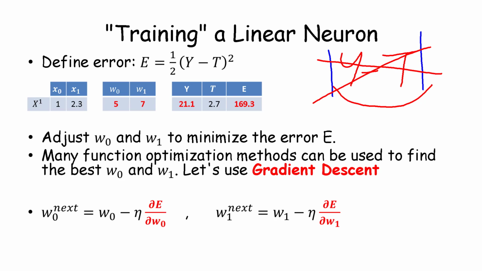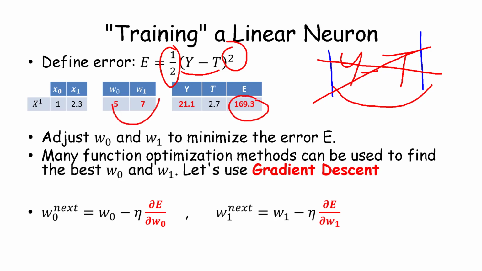Instead, we are going to use the most common error metric, which is the difference between output and the target, squared. For convenience, we'll multiply that by 1/2 so that when we do take the derivative, we don't have to keep writing the number 2. The current error of our neuron is 169.